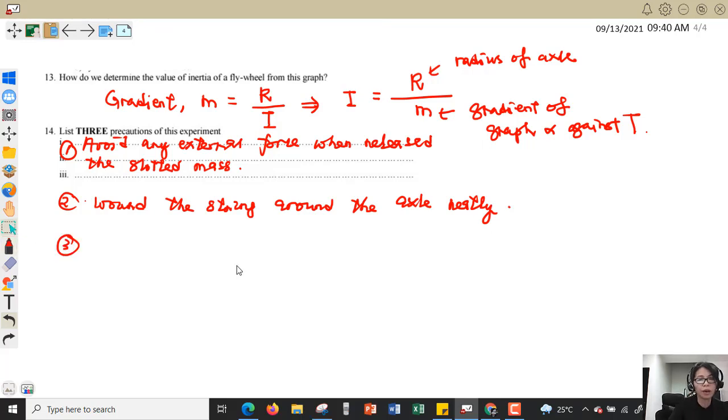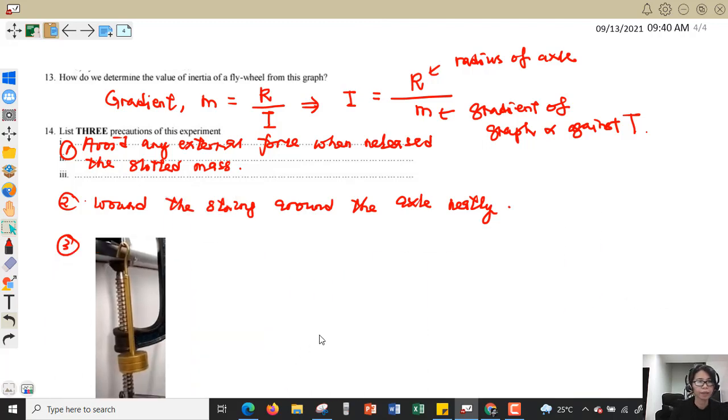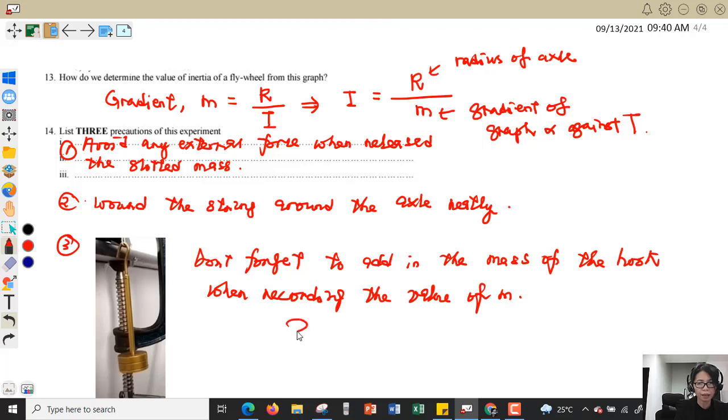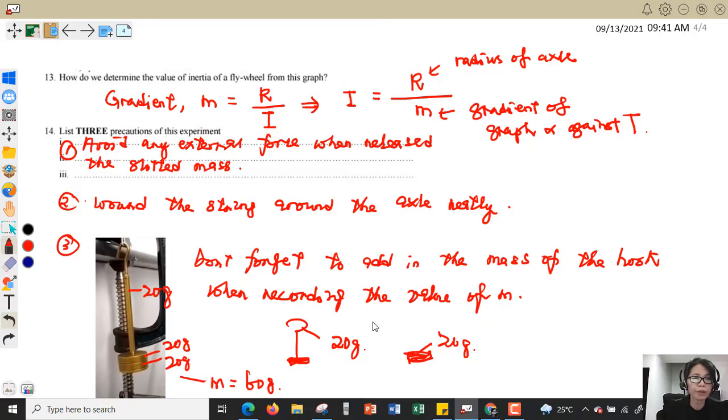And the third one, class, if you notice, we need to record the mass of the slotted mass in the experiment. This slotted mass is put on a hanger. So when you record the slotted mass, don't forget to add in the mass of the hanger when recording the value of m. The hanger alone has a mass of 20 gram, and one slotted mass is 20 gram. So for example, the hanger has 20 gram, then we have 2 slotted masses added in, so the reading that we should record will be 60 gram. These are the 3 precautions of the experiment.